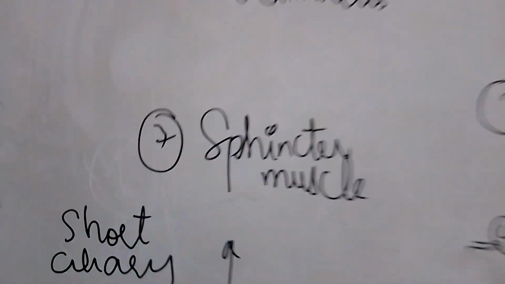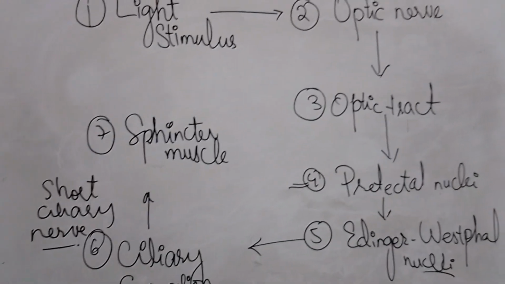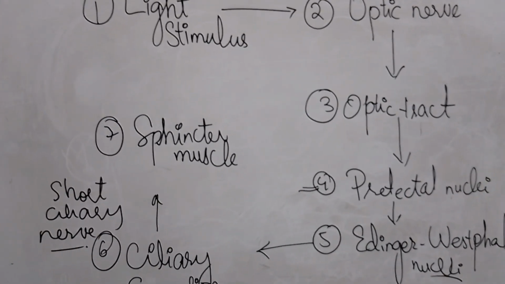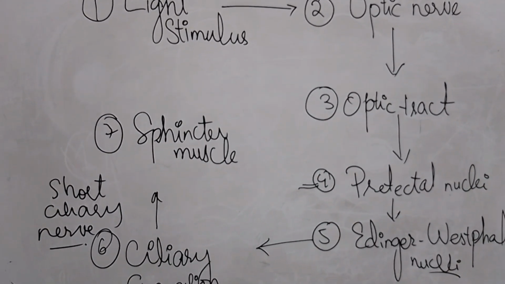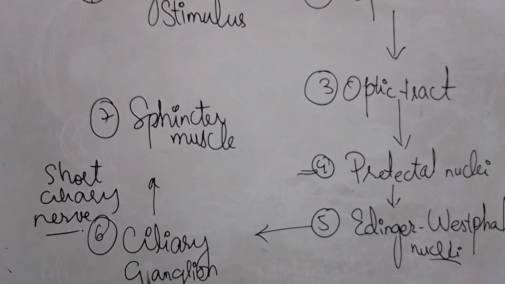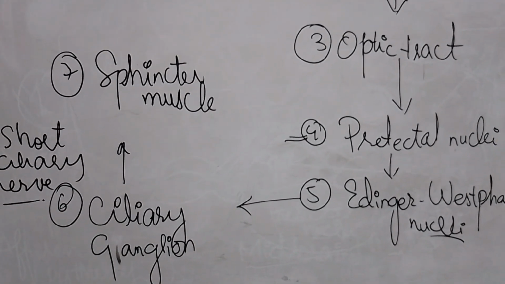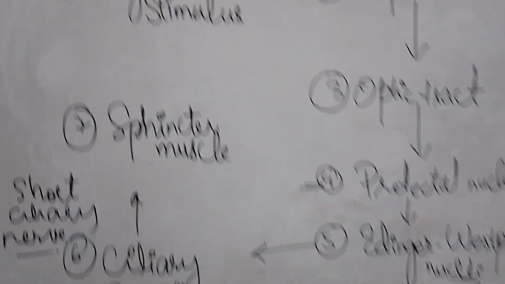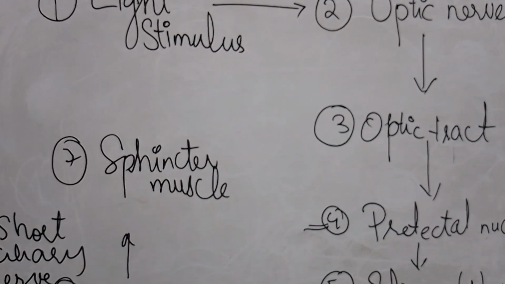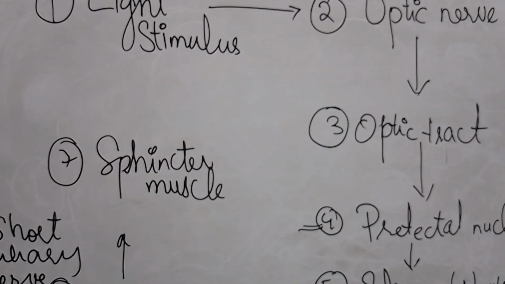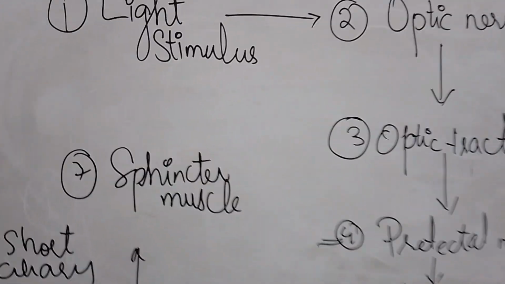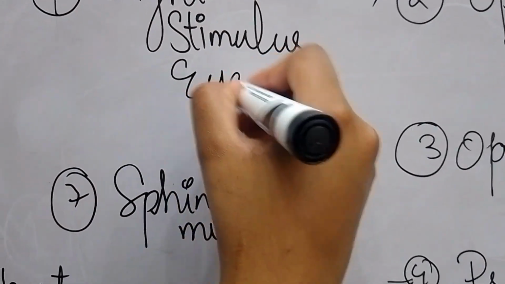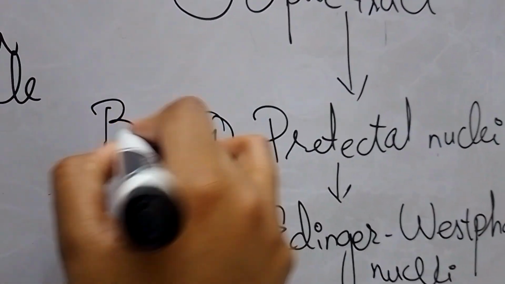This is the whole pathway: the light stimulus enters the eye, the light fibers move from the optic nerve towards the optic tract, then into the pretectal nuclei. From the light stimulus to the pretectal nuclei, it is the afferent pathway, right? Afferent pathway means that the sensory information has been sent from the sensory organ, which is the eye, to the pretectal nuclei, which is in the brain, the midbrain.